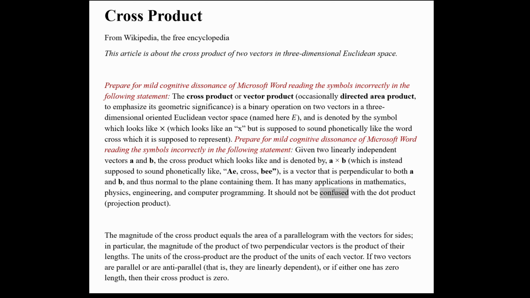It should not be confused with the dot product, projection product. The magnitude of the cross product equals the area of a parallelogram with the vectors for sides. In particular, the magnitude of the product of two perpendicular vectors is the product of their lengths. The units of the cross product are the product of the units of each vector. If two vectors are parallel or are antiparallel, that is, they are linearly dependent, or if either one has zero length, then their cross product is zero.